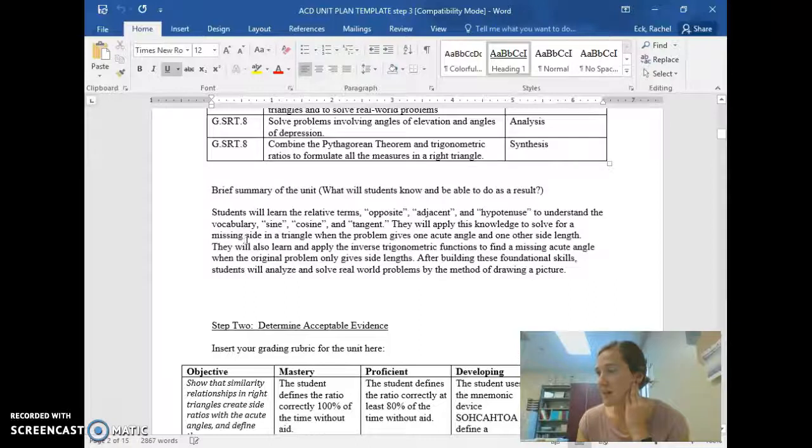So by the end of this unit, they're going to learn the relative terms opposite, adjacent, and hypotenuse, and that's going to help them understand sine, cosine, and tangent vocabulary terms. They're going to then apply that knowledge to solve for a missing side in a triangle when the problem gives 1 acute angle and 1 other side length. They're also going to learn to apply inverse trig ratios to find a missing acute angle when the problem only gives them side lengths. So these are the foundational skills, and then they're going to use those skills to analyze and solve real-world problems by drawing a picture.